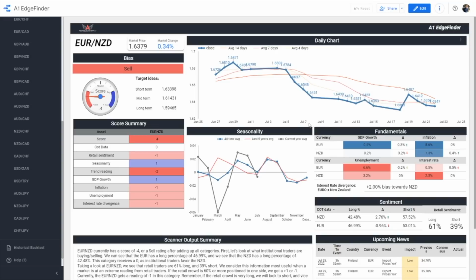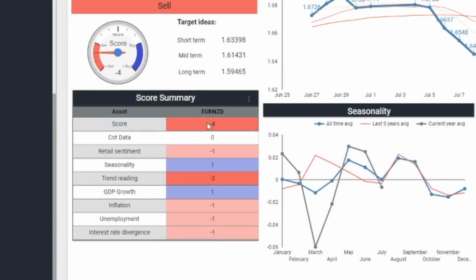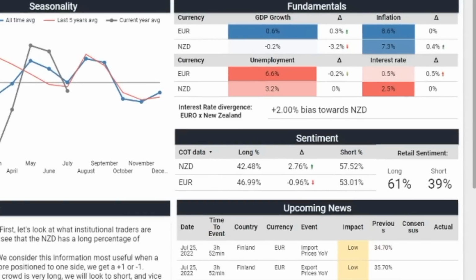For example, we have different categories, the daily chart, just to look at the technicals, fundamentals. We can see all the different readings that are coming in, sentiment analysis, which we'll talk about in a moment, seasonality, etc. So if we get this -4 score, what we can see is that the retail sentiment, which is this little section over here, if we zoom in, what you can see is that the crowd here is 61% long on this currency pair.